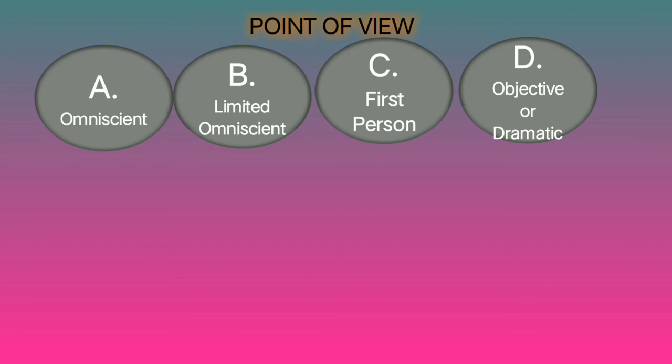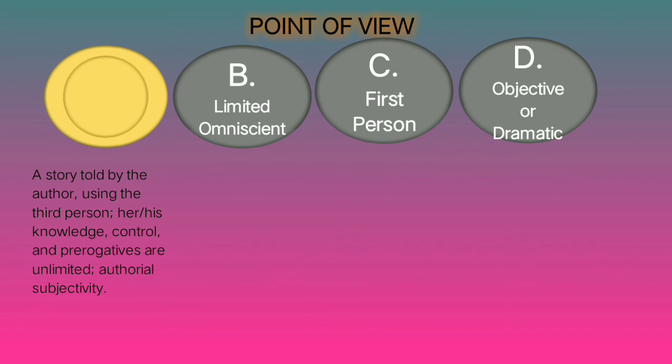Now let's proceed to the point of view. Point of view refers to who is telling or narrating a story. The point of view of a story is how the writer wants to convey the experience to the reader. There are four types of point of view. The first is omniscient. The second one is limited omniscient. The third is first person, and the last is objective or dramatic. Omniscient and limited omniscient are the third person.